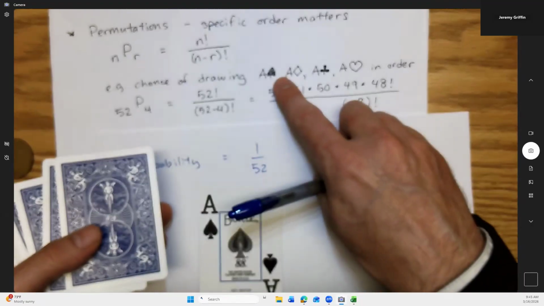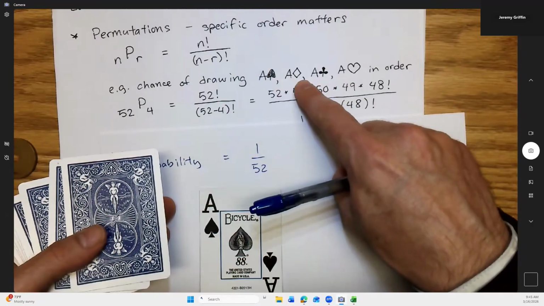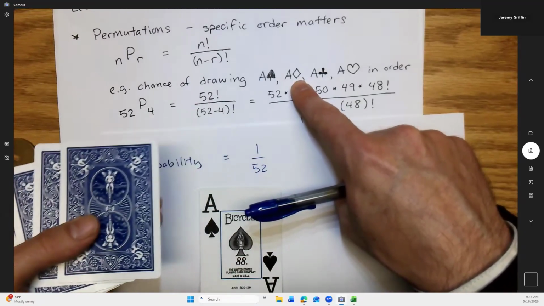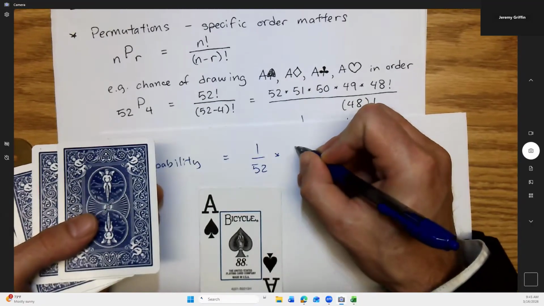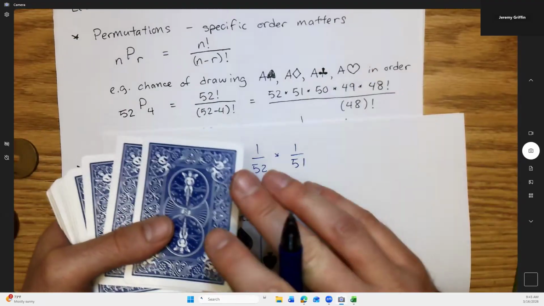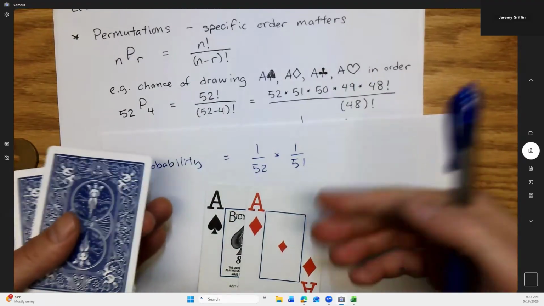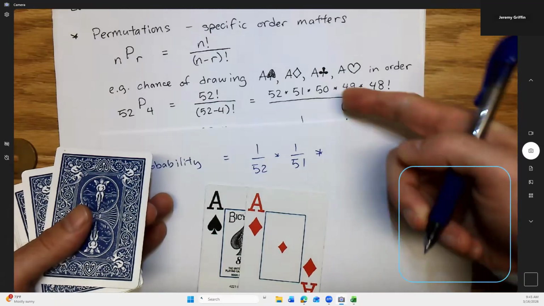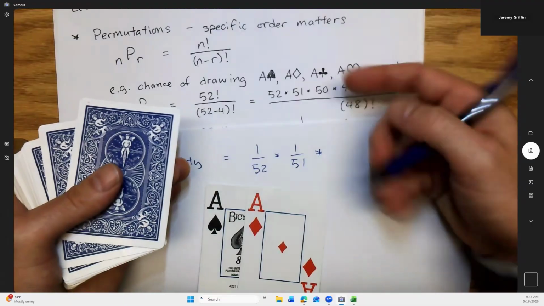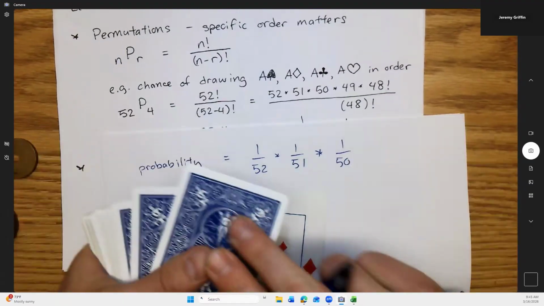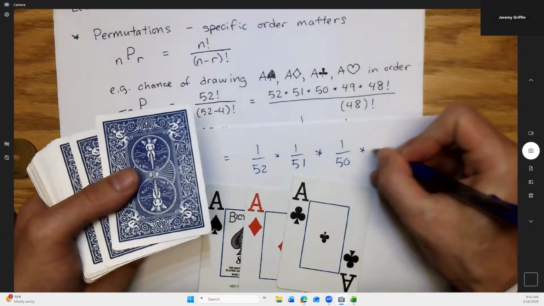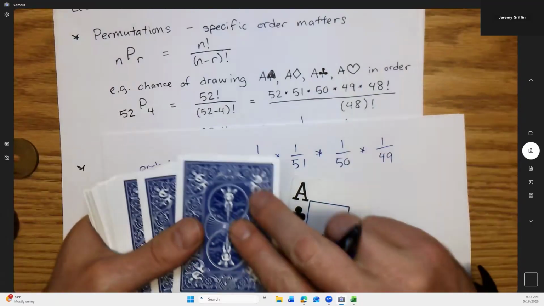Now, for this pattern to happen, we can move on to phase 2. What's the chance that this next card is the ace of diamonds? 1 in 51, because now there's only 51 cards in the deck since we removed 1, and there's only 1 ace of diamonds. Now that that's locked in place, we go on down the line. What's the chance the next card's the ace of clubs? 1 in 50. And then the ace of hearts? 1 in 49, since there are 49 cards left and only 1 of them is the ace of hearts.